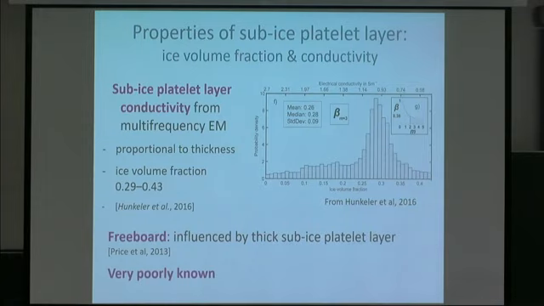So the sub-ice platelet layer has a very variable and low ice volume fraction. That will affect the conductivity. Its presence is also going to affect the freeboard. And Dirk very kindly introduced the idea of CryoSat and ICESat, which are satellite altimeter measurements of sea ice thickness. Underneath the sea ice, we're going to have this additional snow, if you like. So this is going to affect the freeboard.